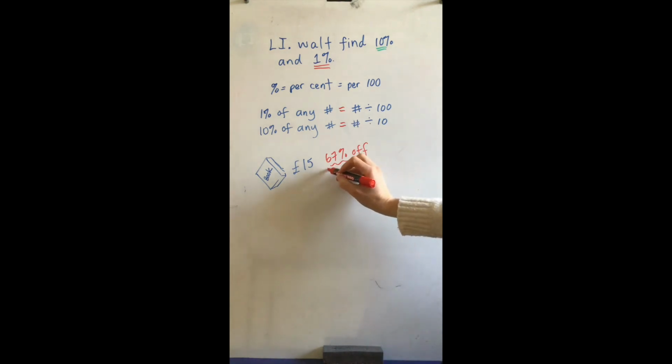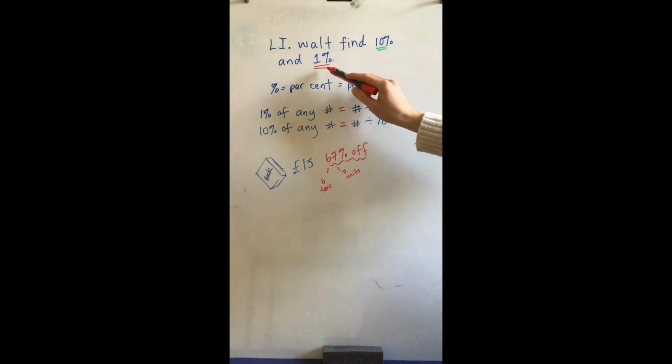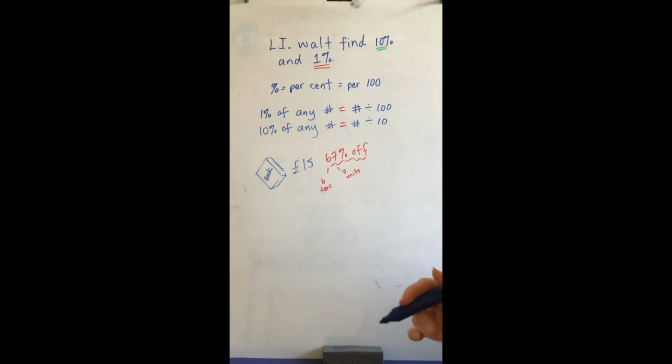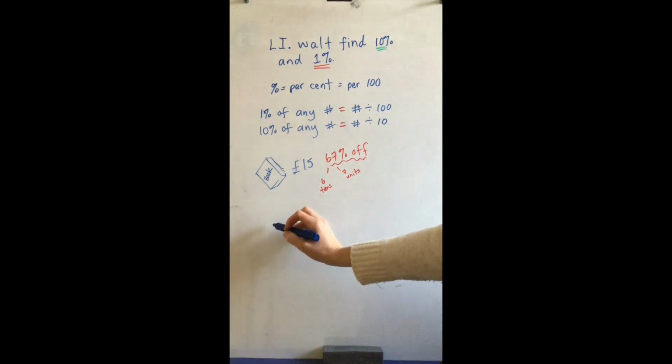So we've got 6 tens and 7 units. Okay, so if I can work out what 10% is, then I can work out what 60% is. And if I can work out what 1% is, then I can work out what 7% is. And then we can add them together to figure out how much money I have off. So first things first, let's start with 10%.